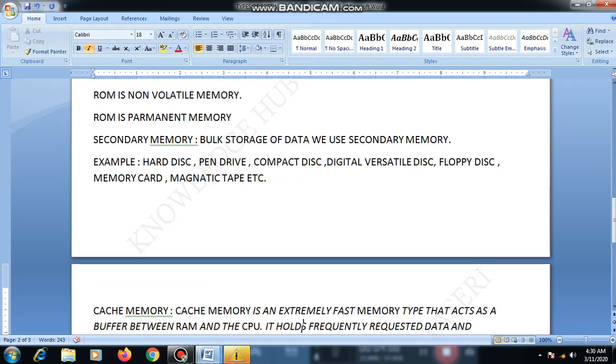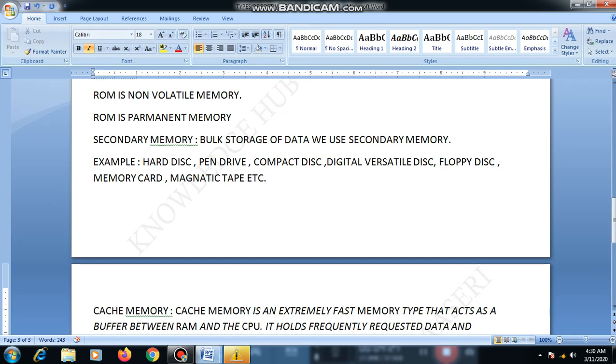Now we can talk about secondary memory. When we use data for bulk storage and keep it safe for a longer time, it's called secondary memory. Examples: hard disk, pen drive, compact disk, digital versatile disk, DVD, floppy disk, memory card, magnetic tape. These are all examples of secondary memory.